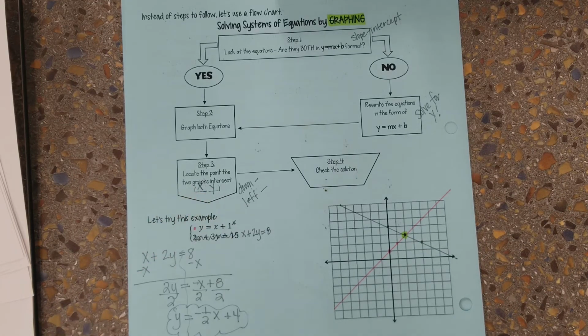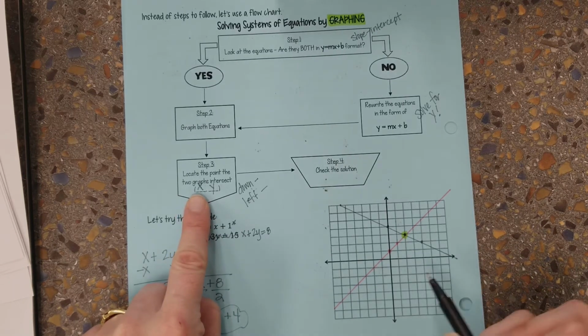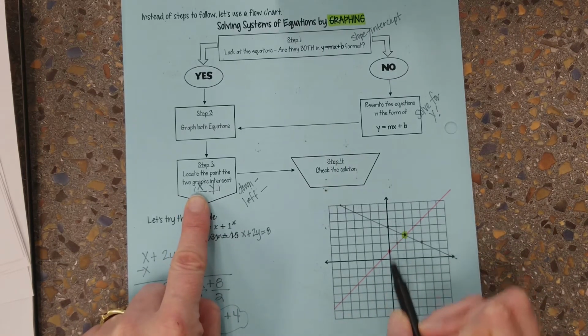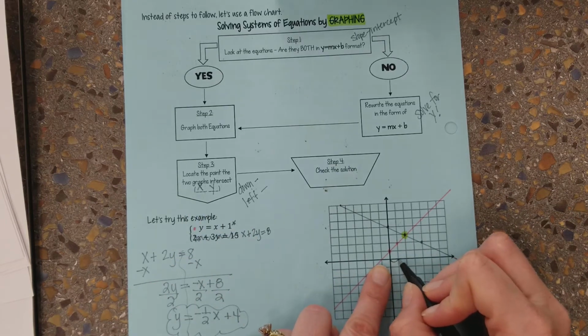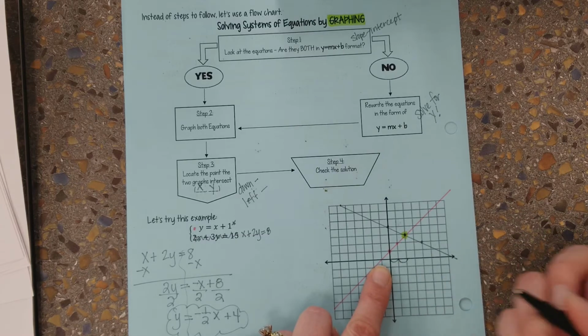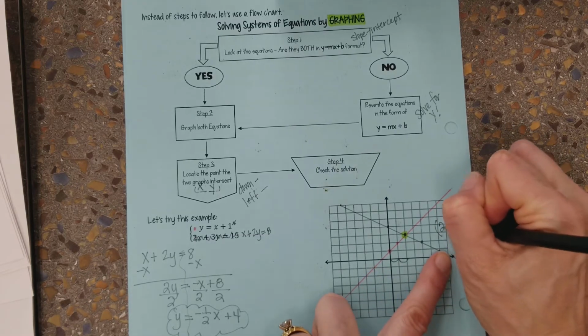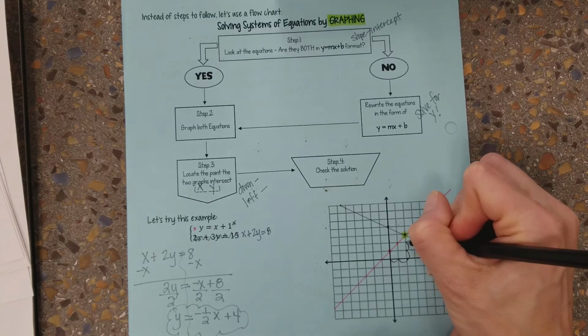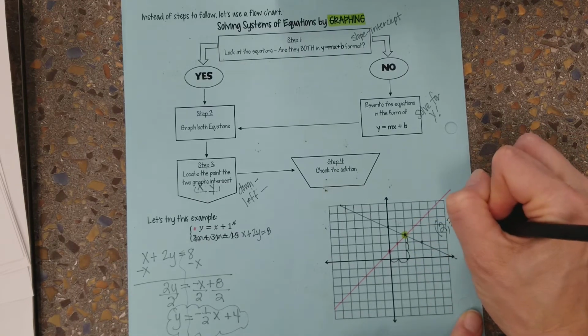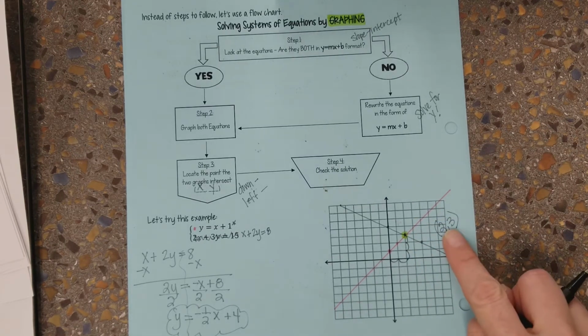And I'm going to write it in ordered pair form. So I'm going to count how many I went right or left from the origin and how many I went up or down. So I went 1, 2 from the origin to the right, so that means it's positive. And then I went 1, 2, 3 up. So my point of intersection is (2, 3) for this one.